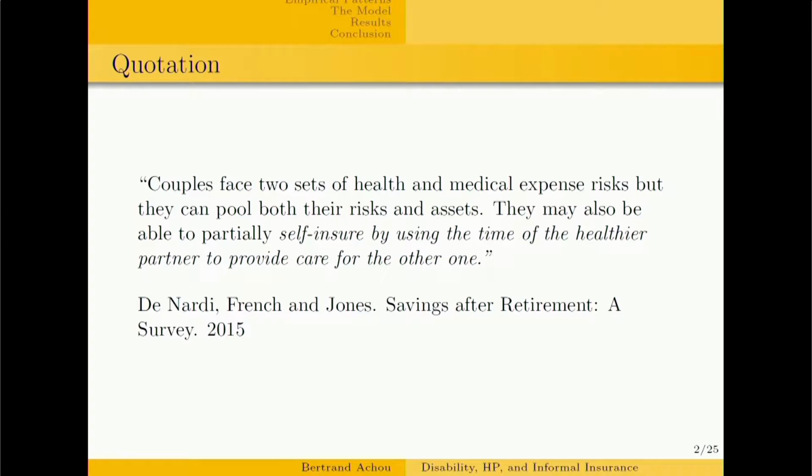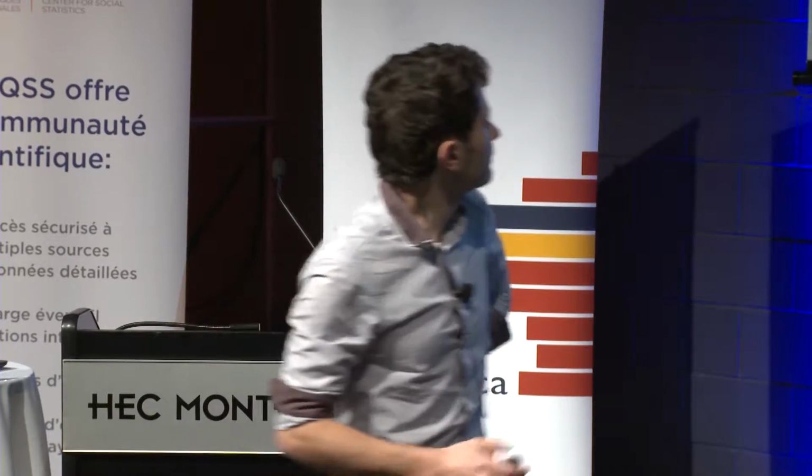And there is also something in addition: they may be able to partially self-insure by using the time of the healthier spouse to take care of the sick spouse, if you have one. So what I'm going to do here is build a life cycle model of retired households with the channels that you have here. I introduce this self-insurance channel and also the different risks that households face within a life cycle model of elderly households.